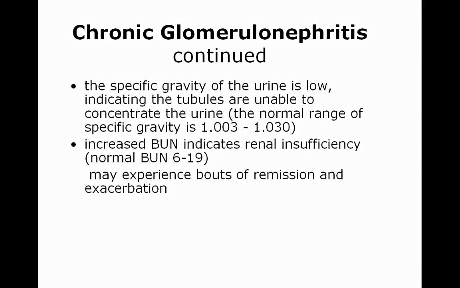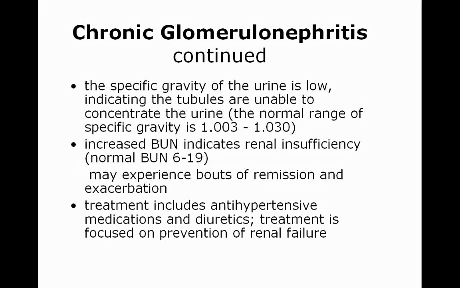The person with chronic glomerulonephritis may have bouts of remission where they appear to be okay without signs and symptoms, and then there'll be an exacerbation, which is a worsening of all the signs and symptoms. Treatment: they need to control the high blood pressure with antihypertensive medications, diuretics for the edema, and then focus on prevention of renal failure, and then treatment of renal failure when it does occur.